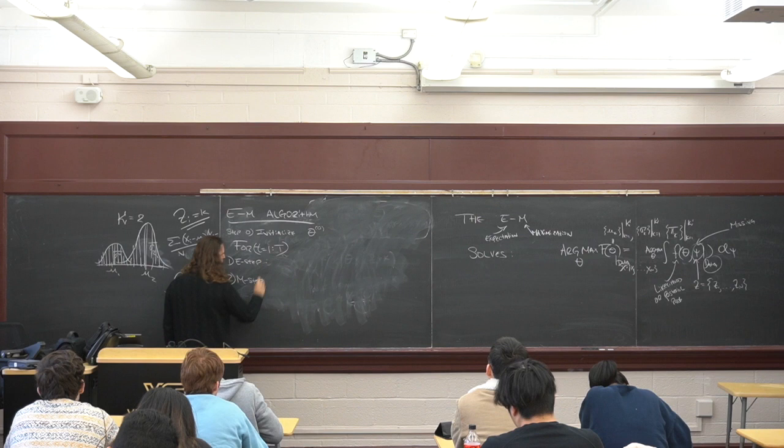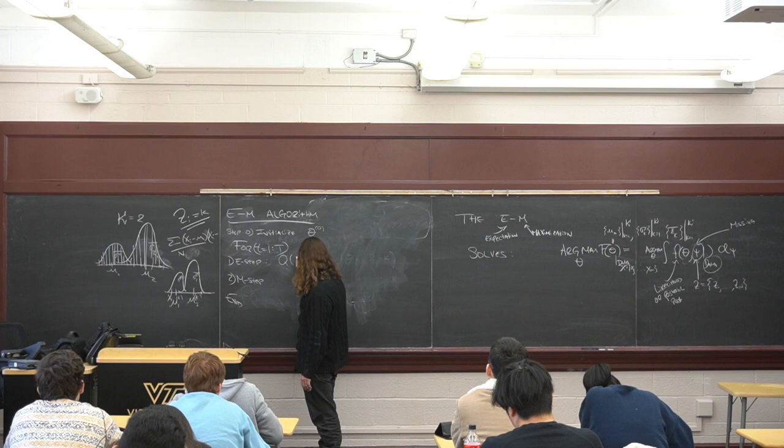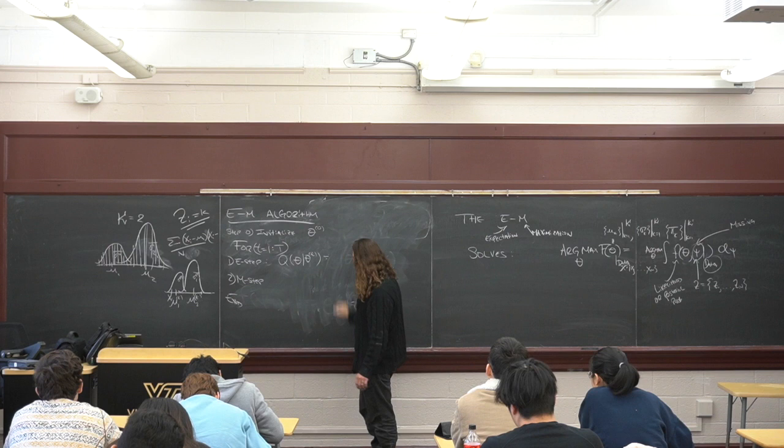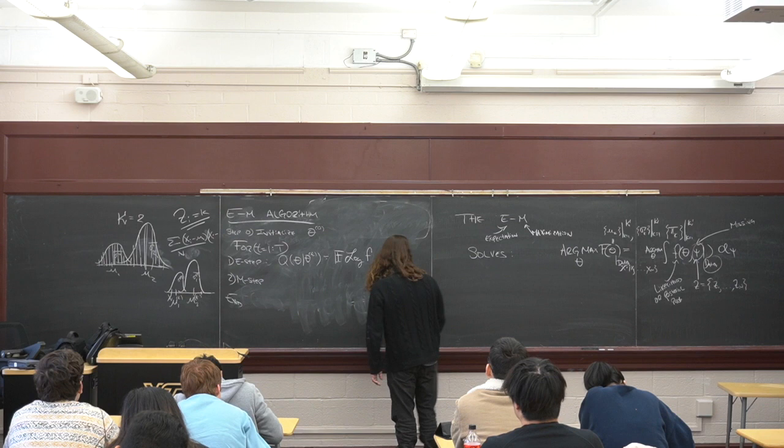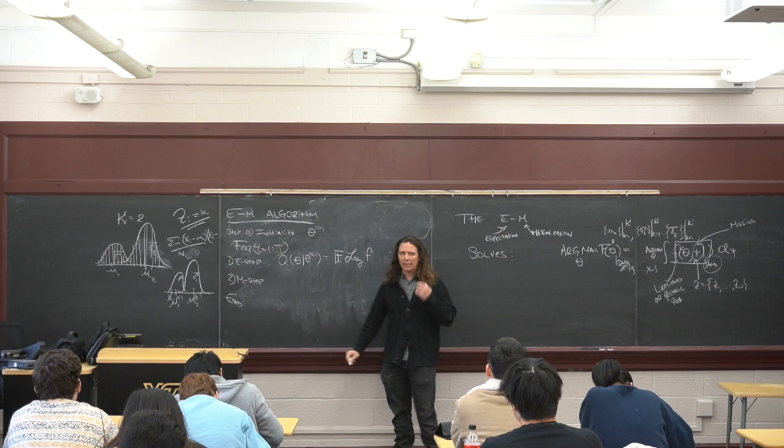So the E step is, I'll give it some notation, to form this function Q of theta given where we were last time. And that's going to be defined as the expectation of the logarithm of whatever this function is, this joint, I'm going to say likelihood.